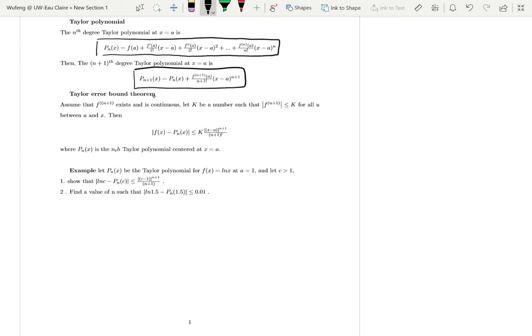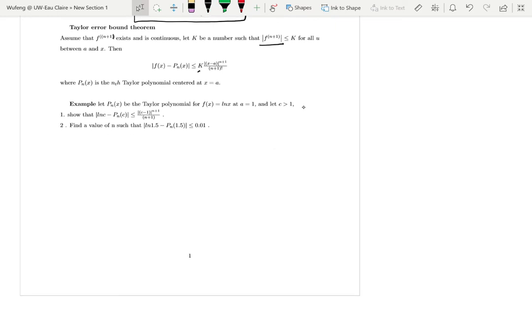The Taylor error-bound theorem is: assume that the (n+1)th derivative f^(n+1) exists and is continuous, and let K be a number such that the absolute value of f^(n+1)(u) is less than or equal to K for all u between a and x. Then the error between the polynomial and the function itself, because when you use a Taylor polynomial to approximate there is an error, is less than or equal to K times |x - a|^(n+1) over (n+1)!. K is the maximum value of the (n+1)th derivative in the range between a and x.